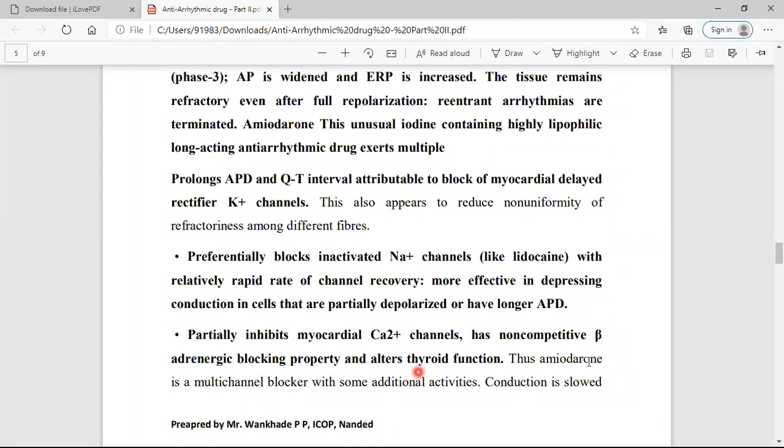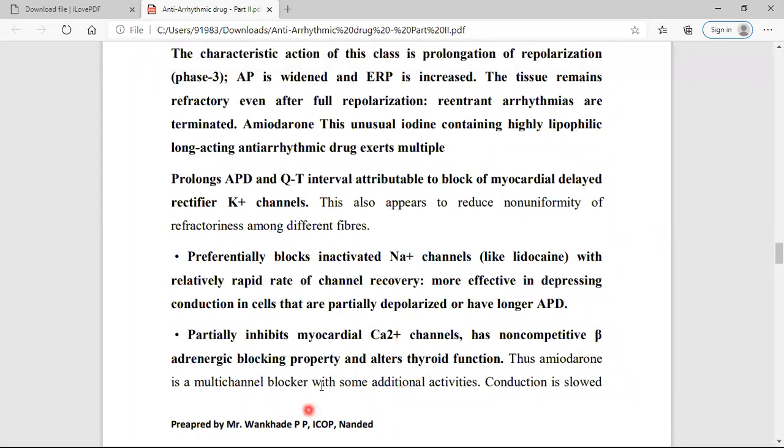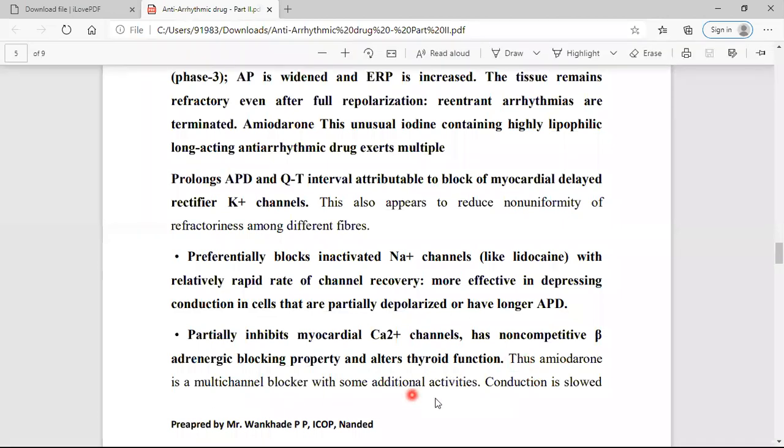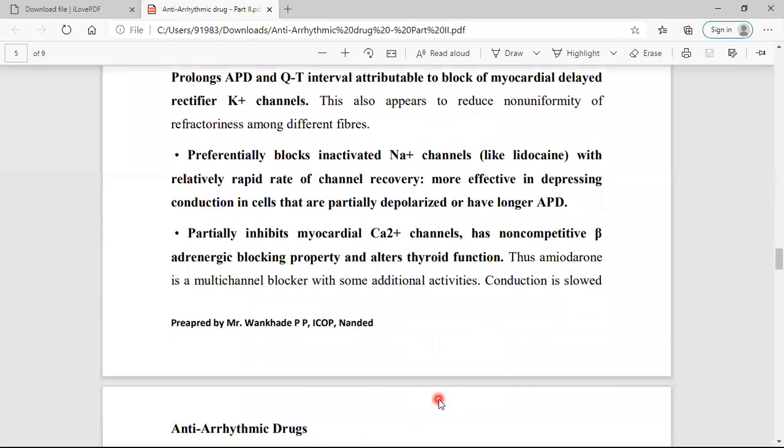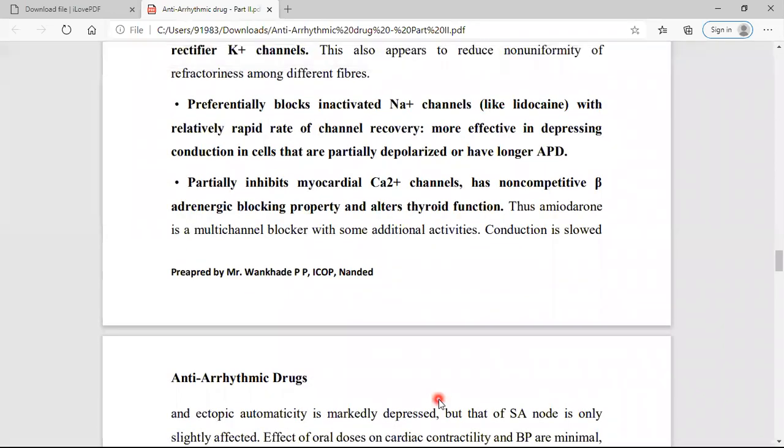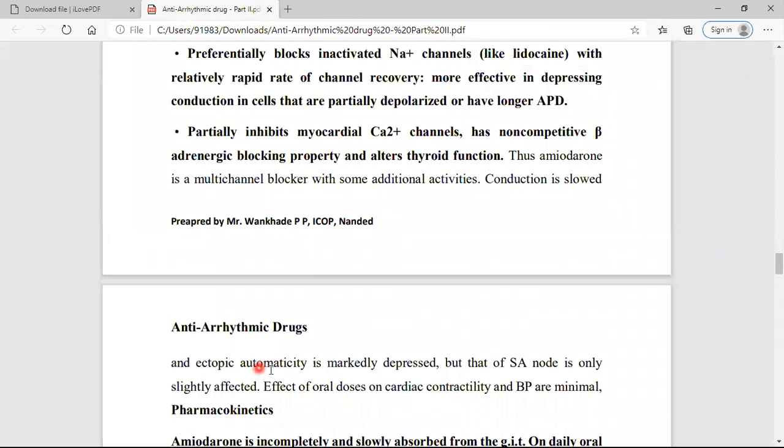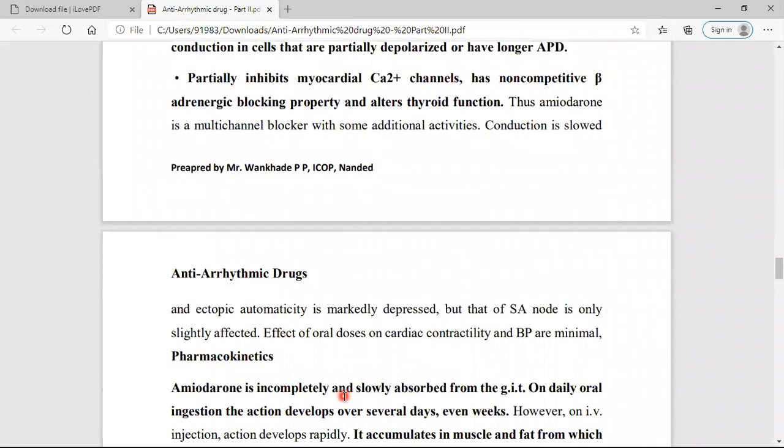Because of this, it is called a multi-channel blocker, and it is a long acting antiarrhythmic drug, hence it is used prophylactically. It is used as a prophylactic drug, called amiodarone. So it is a multi-channel blocker with some additional activity. Conduction from the SA node to the AV node is slow. Ectopic automaticity, the false generation of impulses from the SA node, is markedly depressed. Now see the pharmacokinetics.